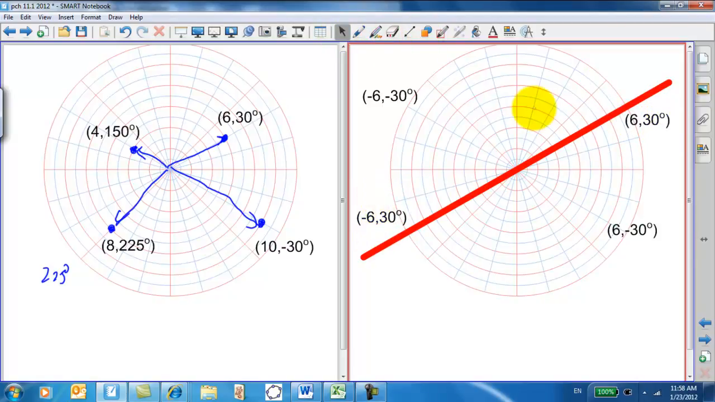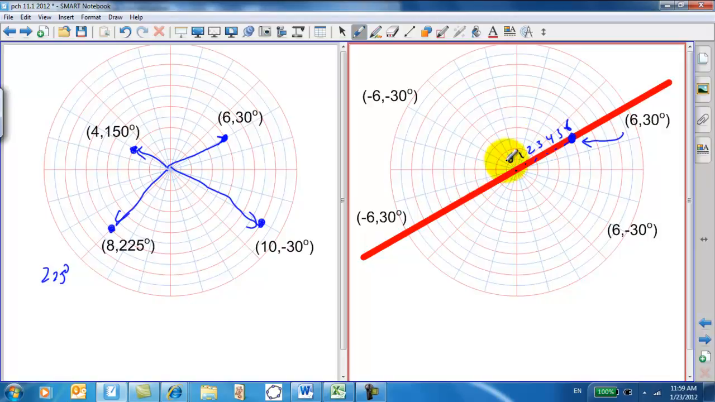Where is 6 at an angle of 30? It's out here. 1, 2, 3, 4, 5, 6. There's 6 at an angle of 30 degrees, because I've taken my little ruler and gone 0, 1, 2, 3, 4, 5, 6.